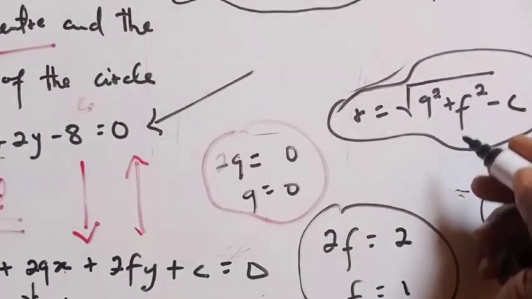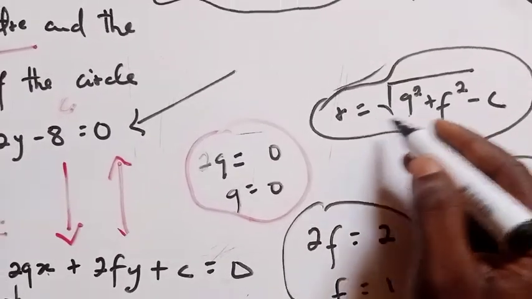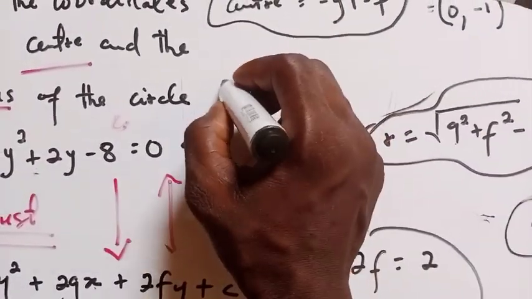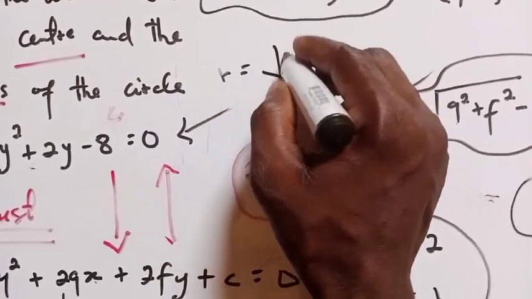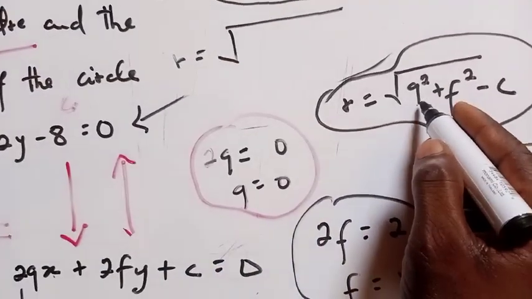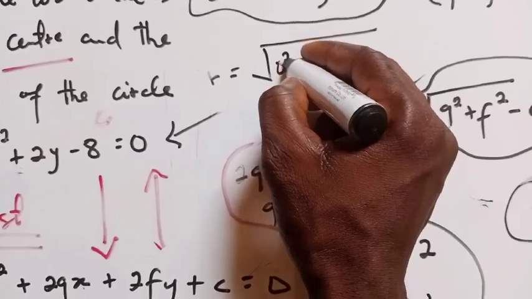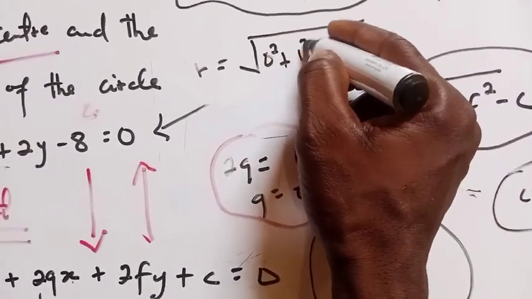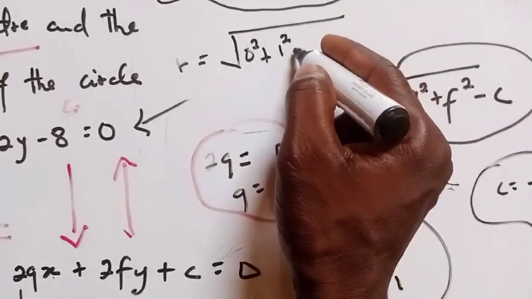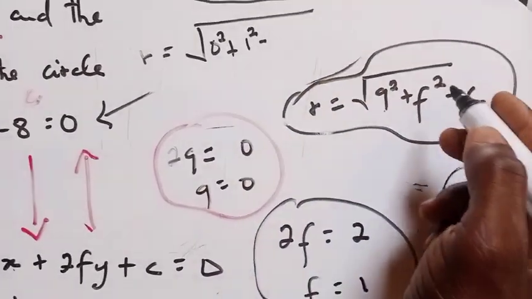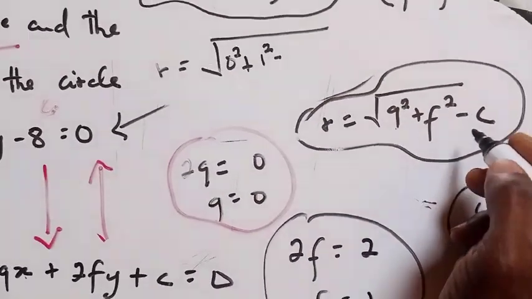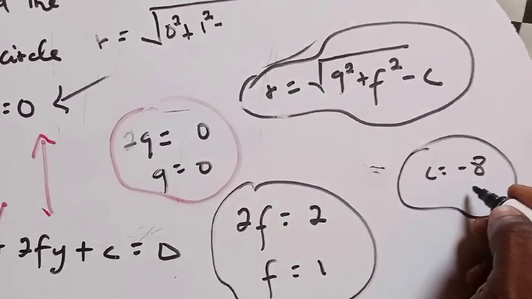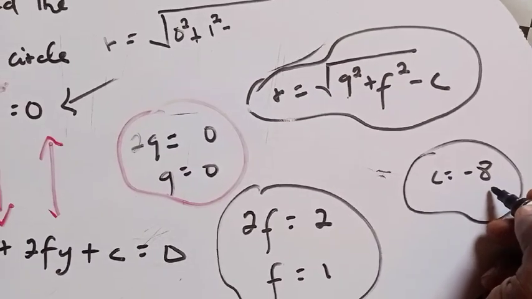So plugging that into the radius definition, we should have the square root. So you have our radius to be equal to the square root of g squared, so you have 0 squared, plus f squared. So f is 1 squared, minus c. This is where you have to pay close attention. So we have minus c. From this calculation, you have the c to be equal to negative 8.